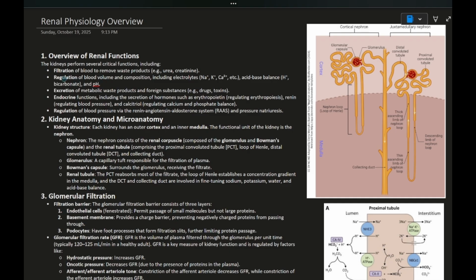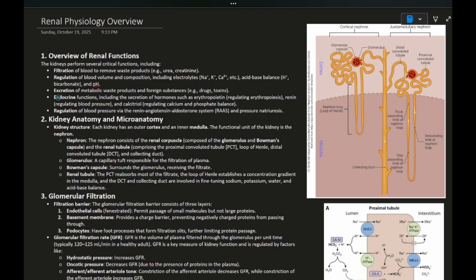It is also responsible for regulating blood volume and composition, including the composition of electrolytes like our sodium, potassium, and calcium levels. And then it is also responsible for maintaining acid-base balance, making sure that the number of H+ acidic ions and bicarbonate basic ions balance out, thereby regulating pH. It is also necessary for excreting metabolic waste products and foreign substances like drugs and toxins.